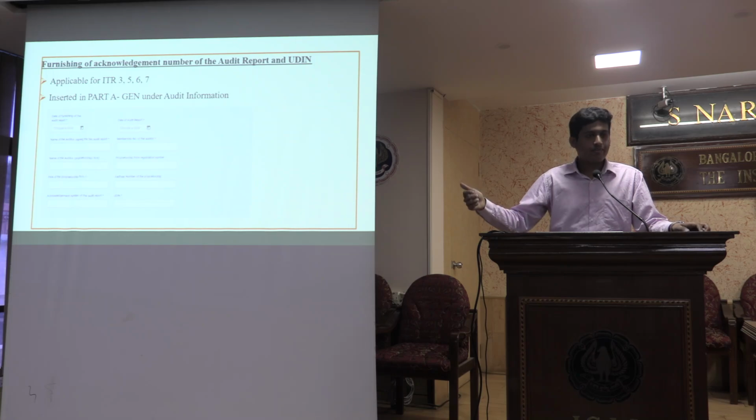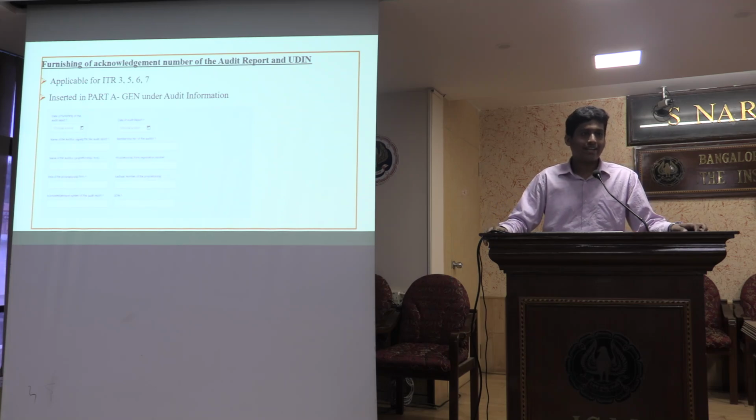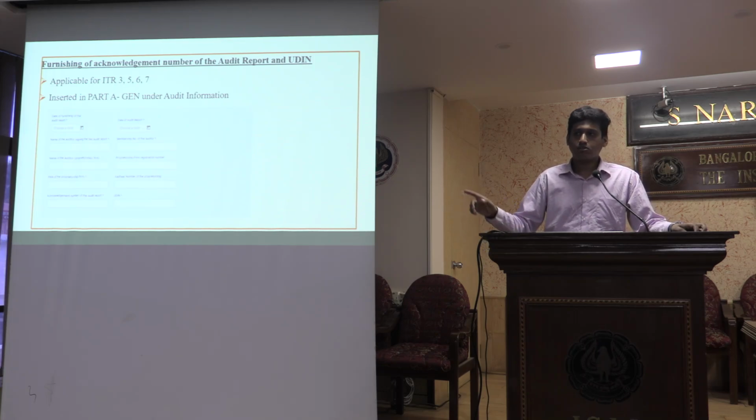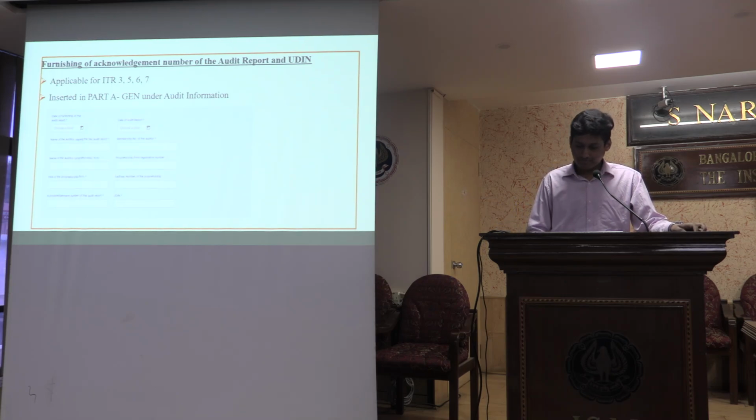So this is a very good welcome move, that without entering the acknowledgement number of form 3CA or 3CB, you will not be able to file the ITR. This is mandatory. Once you choose you are liable for tax audit, you should also enter the acknowledgement number of the 3CD of the audit report, and also the UDIN that is generated by the auditor. You mean to say only the UDIN you are talking about, or even the acknowledgement which is given by the department? Both will have to be entered. Both will have to be entered in the ITR.